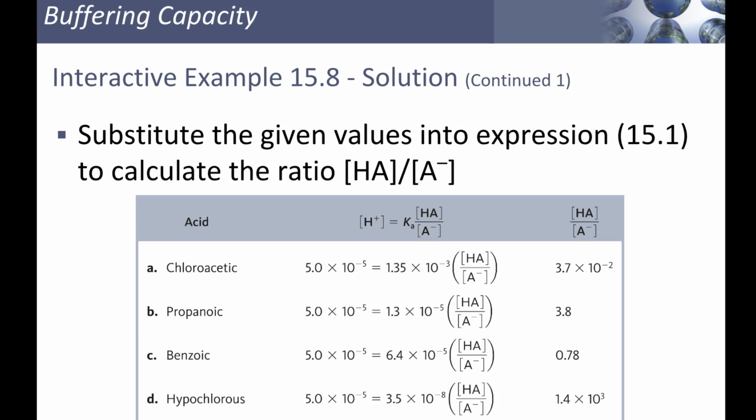the concentration of H would be your Ka times your ratio, right? So at what point would your ratio be close to 1? How do you get the ratio, based on the hydrogen ion concentration? How do you get 3.7 times 10 to the negative 2? Plug it in: 5.0 times 10 to the negative 5 divided by 1.35 times 10 to the negative 3, you get 3.7 times 10 to the negative 2.